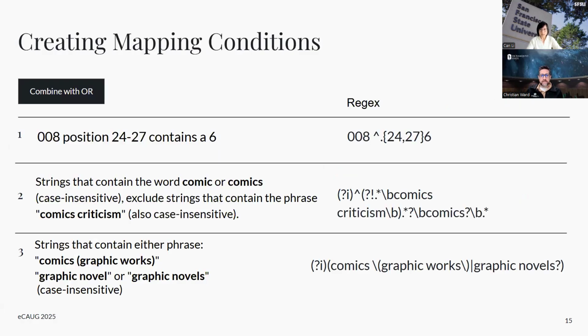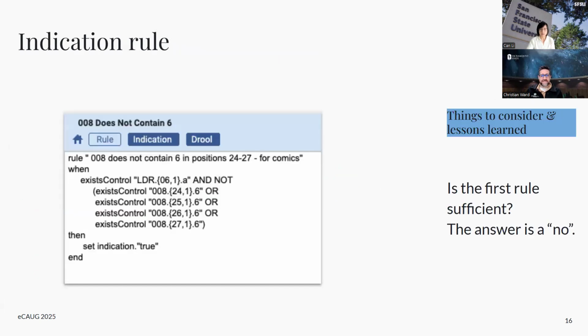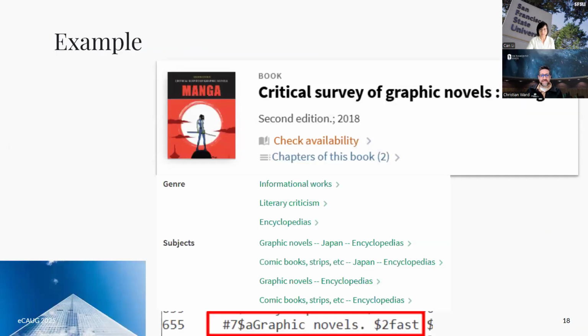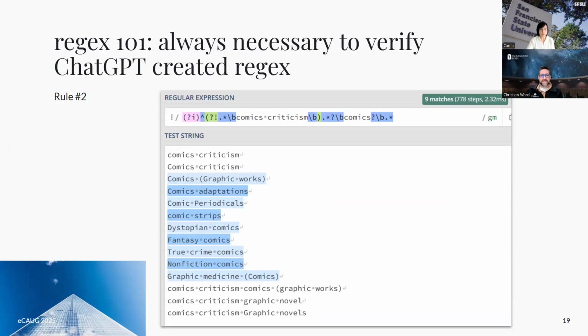So we end up with rule 2 and rule 3, the gibberish regular expressions. I wanted to point out, if there's one thing you take away today, it's don't use unverified regex. ChatGPT created those regex, and I used a tool called regex101.com to verify if those are actually doing what we wanted them to do.